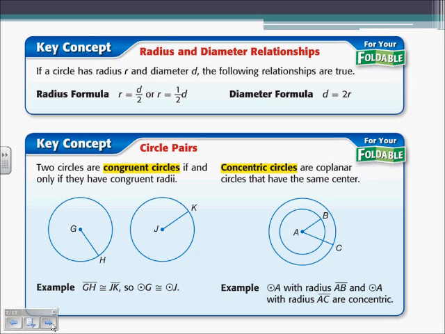Two circles are considered congruent if and only if they have congruent radii. So in our example here, if GH is congruent to JK, then circle G is congruent to circle J. Another definition: we have concentric circles. Concentric circles are coplanar circles that have the same center. So circle A with radius AB and circle A with radius AC are concentric because they have the same center point.